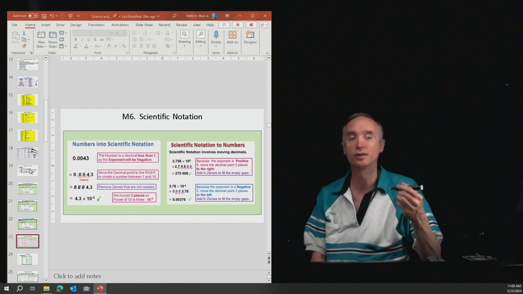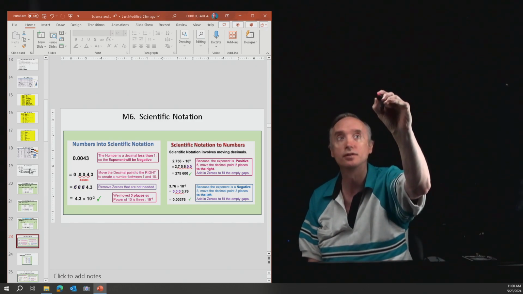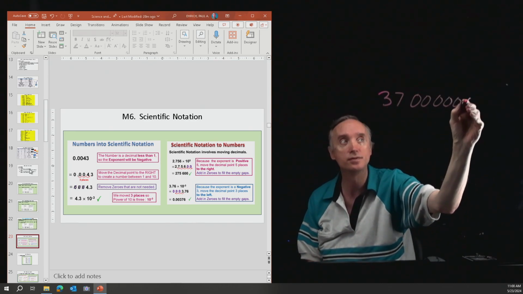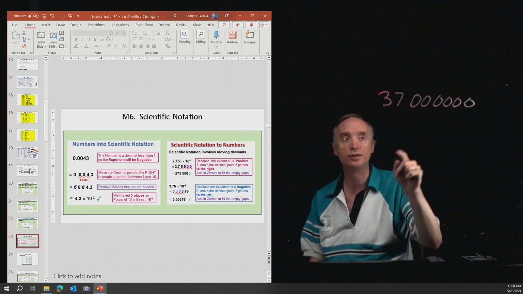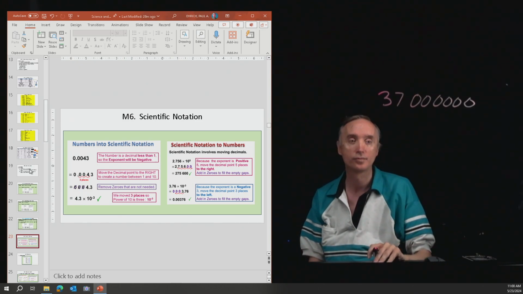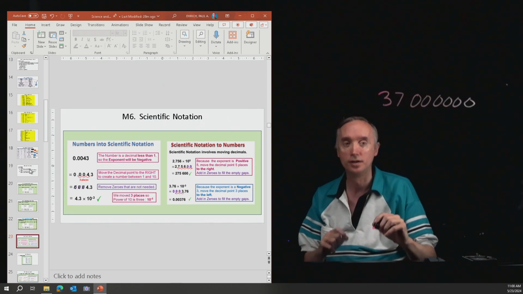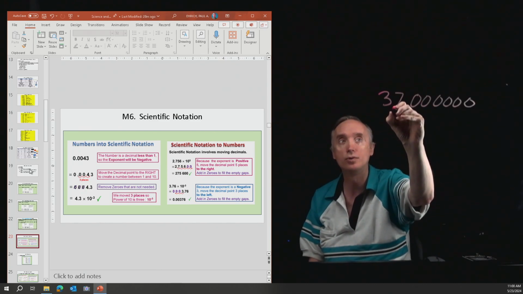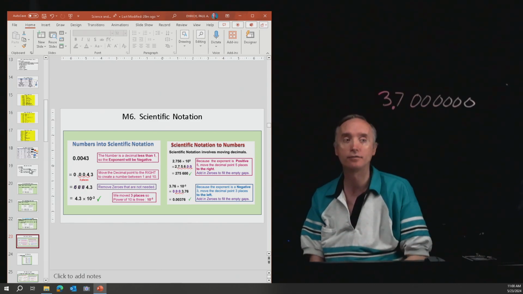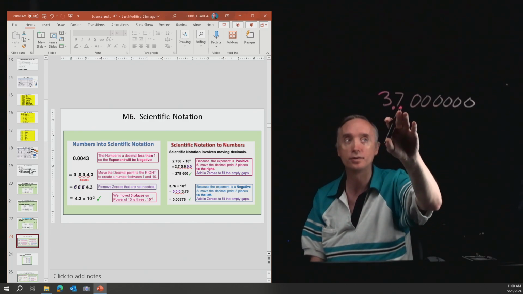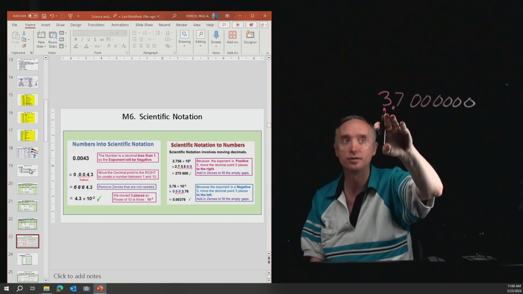So number 1 is, let's say that you have a very big number. So let's say that it's 3, 7, and then 0, 0, 0, 0, 0, 0. And what we want to do is turn this into scientific notation so that it doesn't take up so much space. So in standard scientific notation, you always want to put the decimal point after the first number. Now there's nothing really special about where you put the decimal point, but in standard scientific notation you always put it after the very first number there.